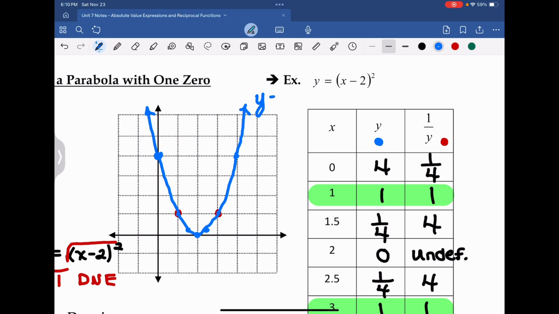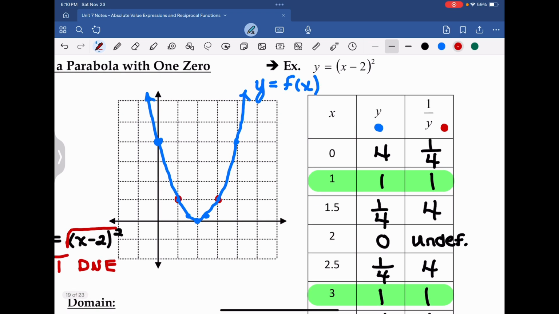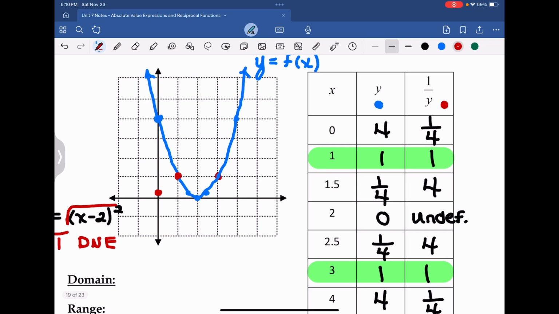Now, again, on these graphs, what you can always do is write your y equals f of x, just indicating that it is the original function. Now what we want to do is sketch in the reciprocal function. So at 0, it's a quarter. Remember, if it's a large y value originally, it's going to be small. So 0 and a quarter. We're going to write in 1 and 1, which is our invariant point. And 1.5 and 4.